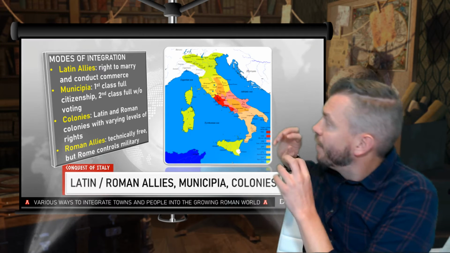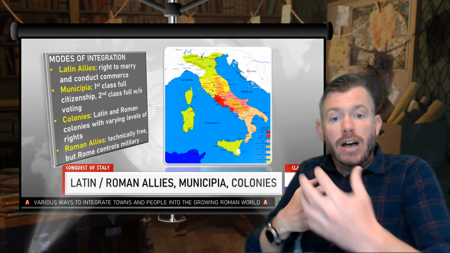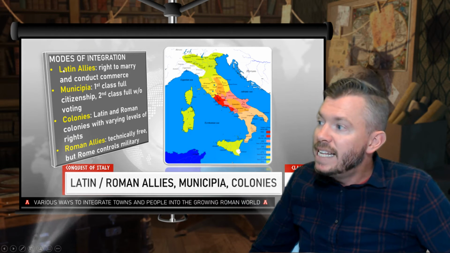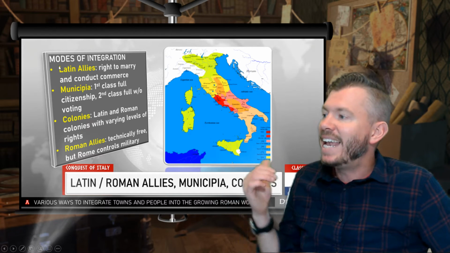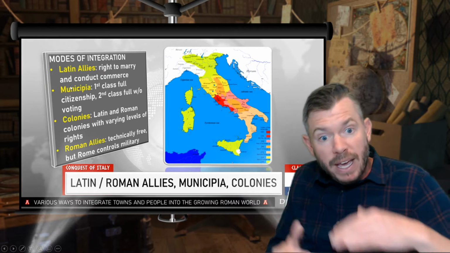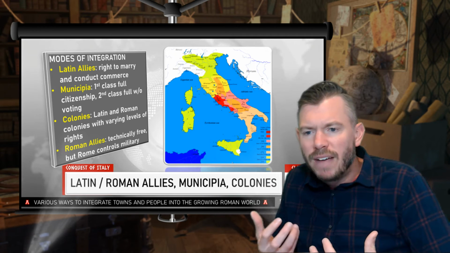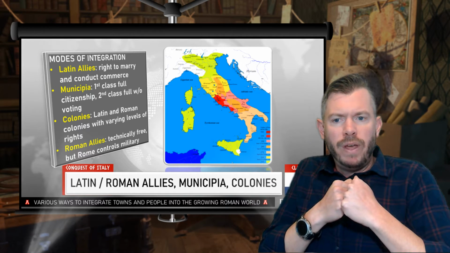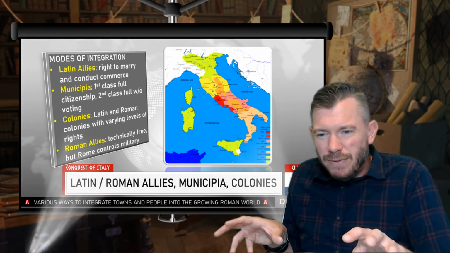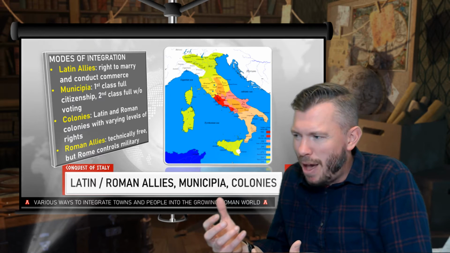And so here are some of the different ways that Rome approaches integrating the areas that they're conquering. There are different levels. Latin allies are allowed to marry and conduct commerce. Municipia come in at a couple different levels. You could have full citizenship. You could have a lower level of municipium without full voting rights. Different colonies have different levels of rights. Roman allies are technically free, but actually Rome controls them militarily.